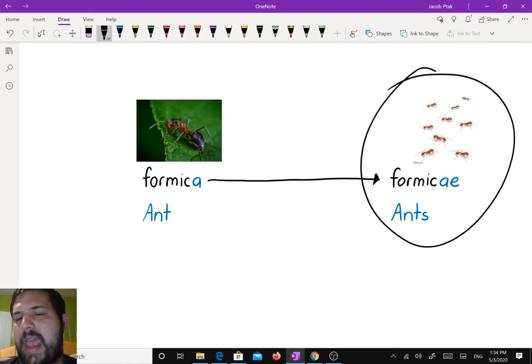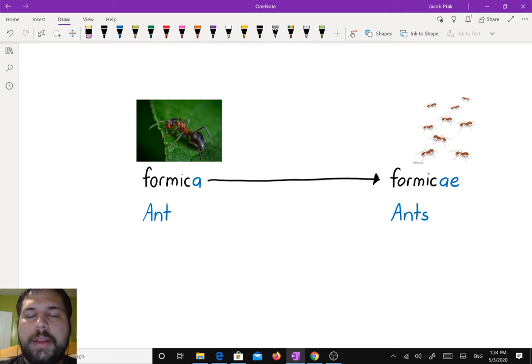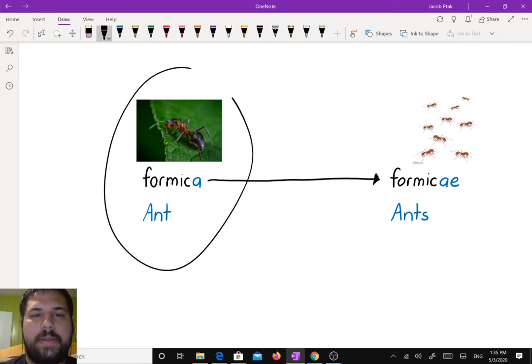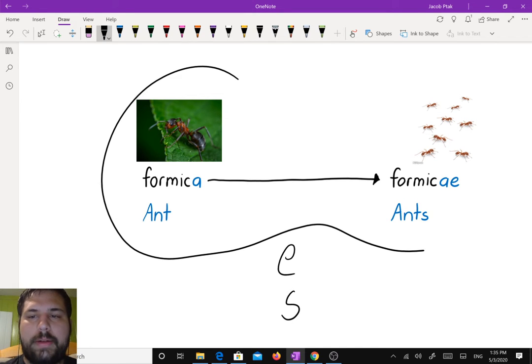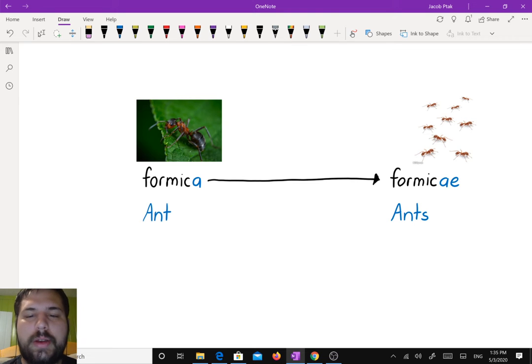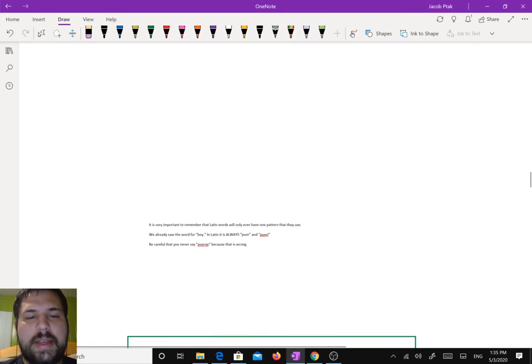Formicae, ants, plural. This pattern's pretty easy because all you do is add an E onto the A to make AE. So you don't have to worry about it any more than that. Just add the letter E. So I guess you could think of the E kind of like the letter S in English. Formica, formicae. At least think of the letter E like the S only for this pattern, because we said there are different patterns, which is the next thing we're going to talk about.